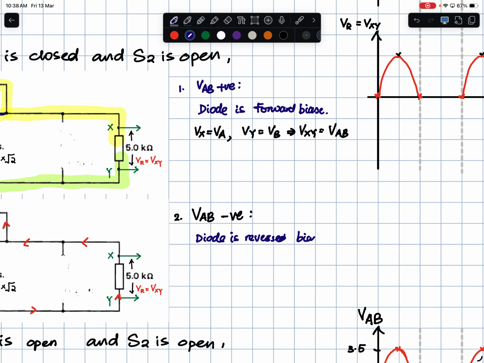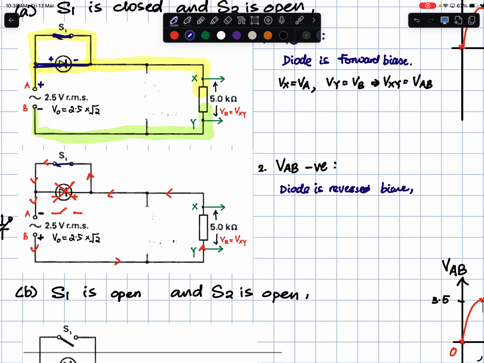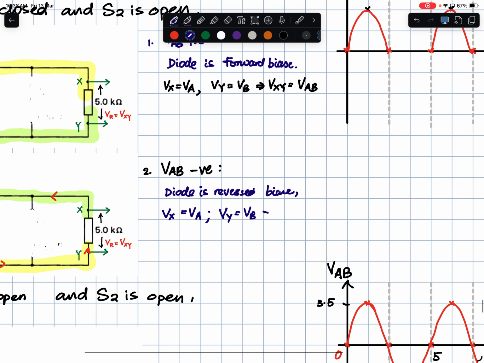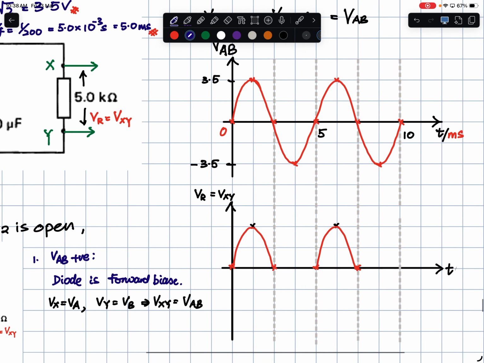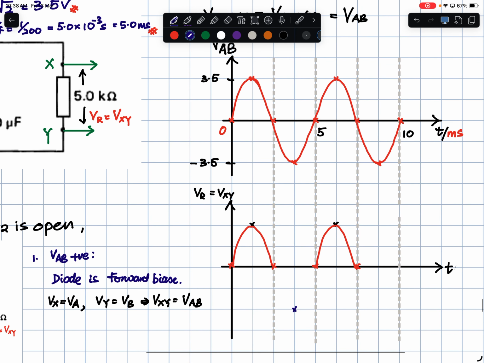Reverse bias. Okay. But, in the end, I still have a connecting path. And then, what I have is I still have Vx being equals to VA, and I still have Vy equals to VB, and again I still have Vxy equals to VAB. Now VAB is negative, so again it follows this part of the cycle, and then I can connect up.